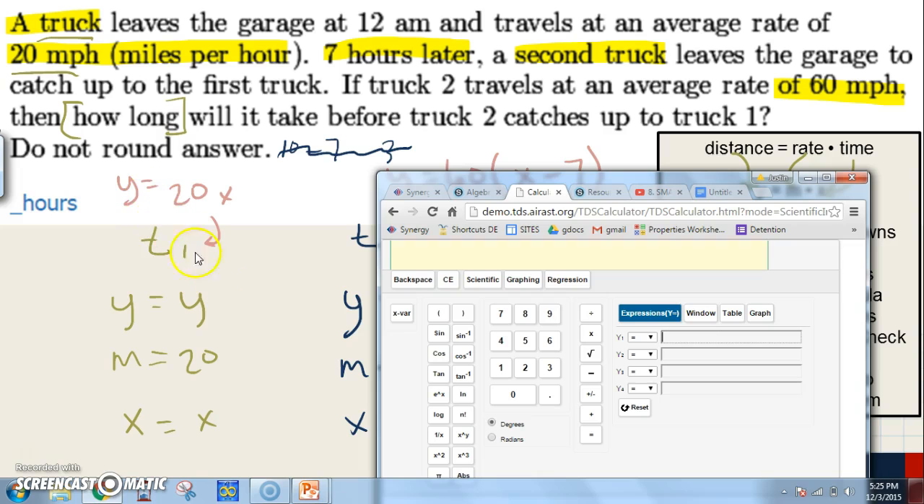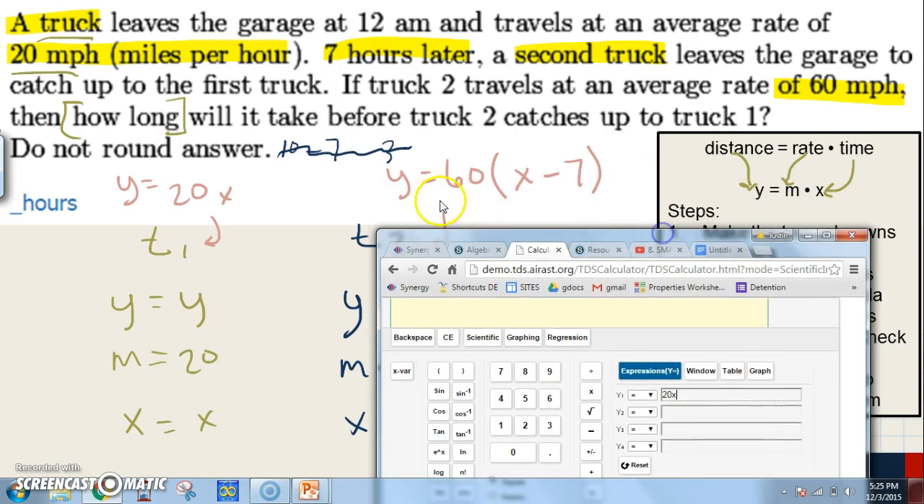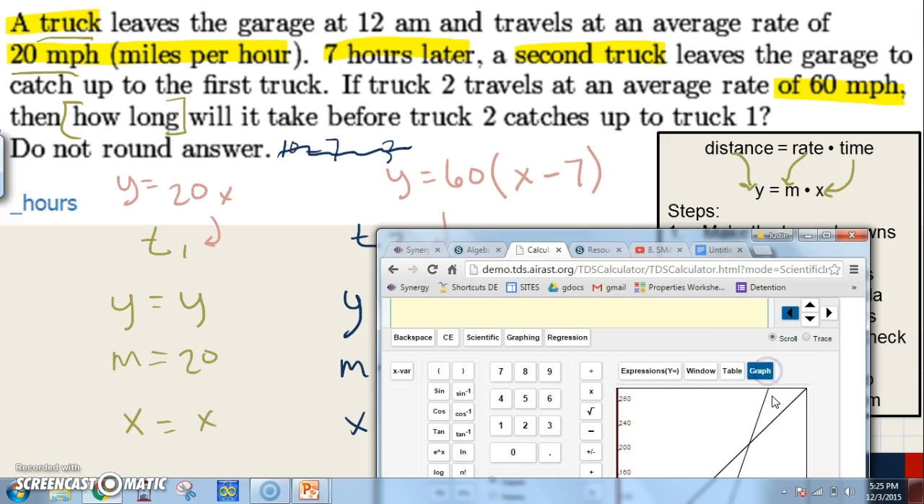The first equation here is y equals 20x. And then the second equation is y equals 60, parentheses, x minus 7, parentheses. And those parentheses are huge. Make sure that you put the x minus 7 in parentheses. Now that they're both in, double check. Good. I can go ahead and hit graph.